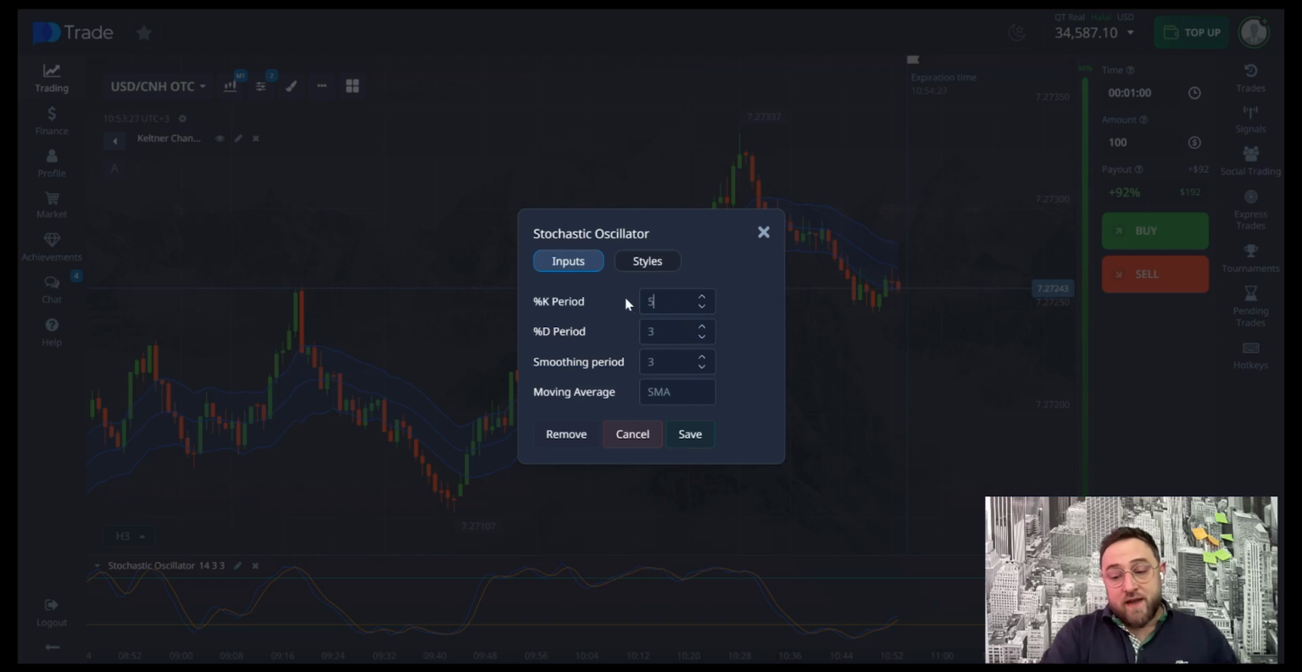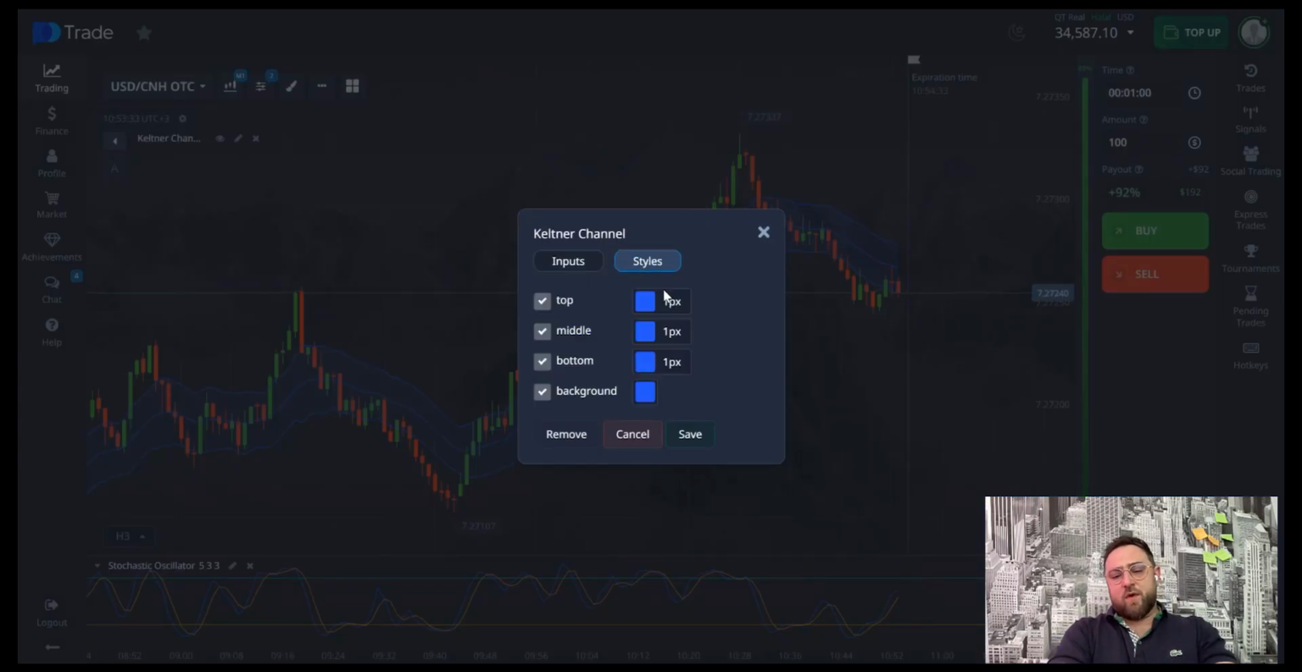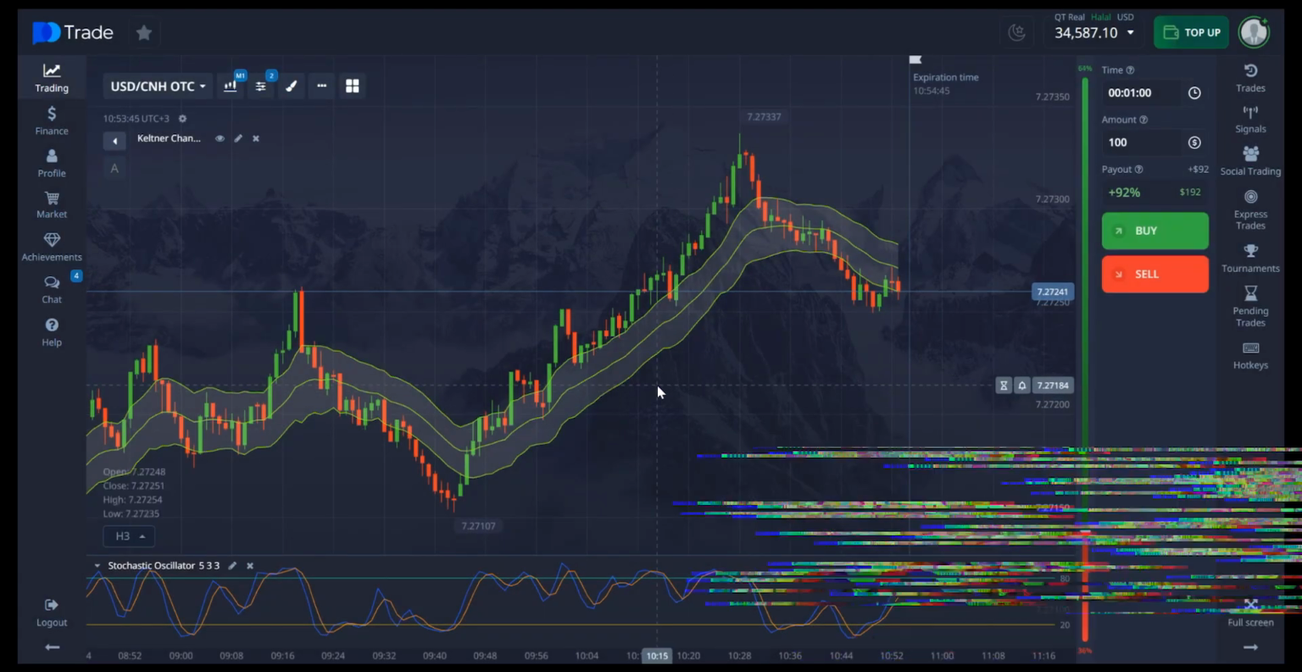So, on the Keltner channel, all values are default. I only change its design because the default one is hard to read due to its colors. In the Stochastic, I only changed the first value to 5. Take note of this, indicators are set up. Let's move on.